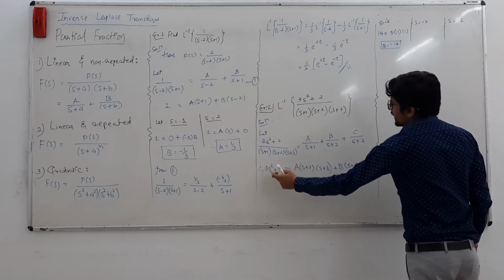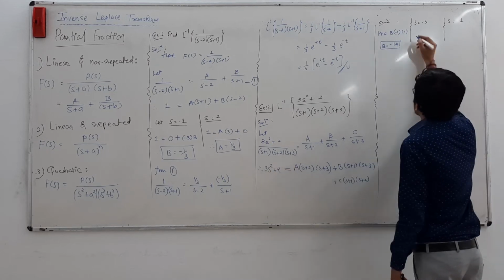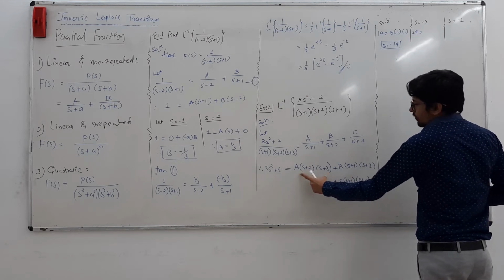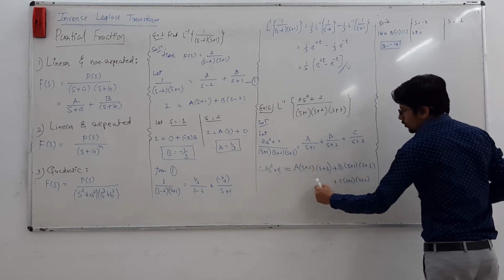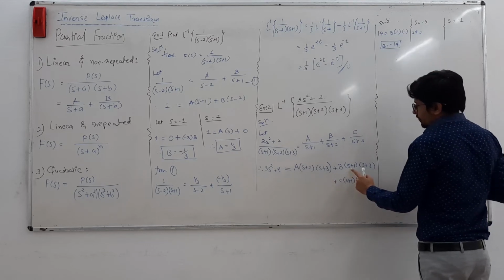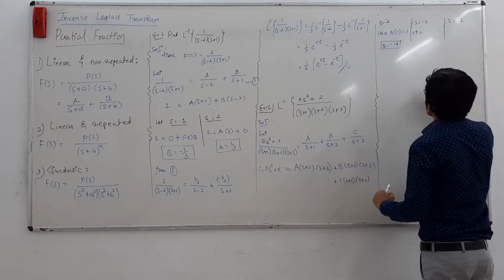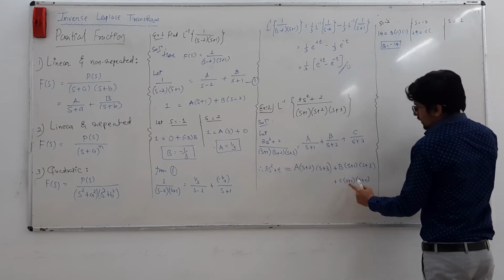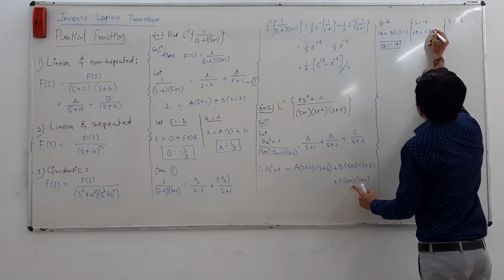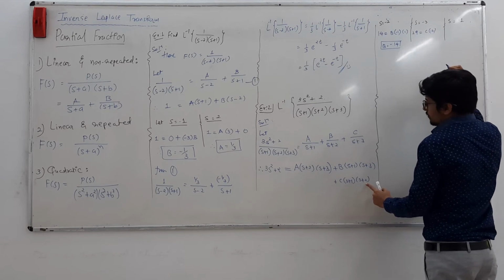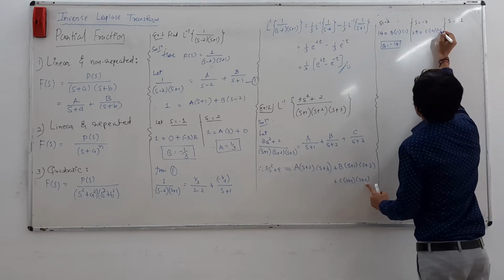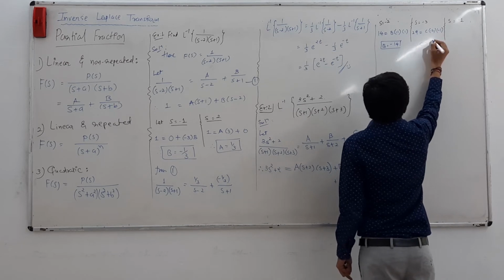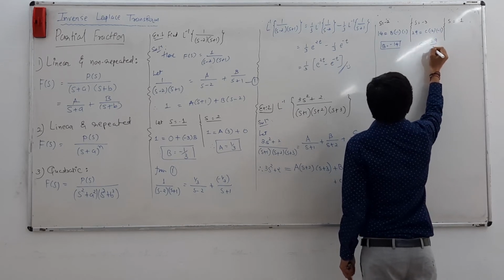Next, let us take s equal to minus 3. Minus 3 square, 9, 9 threes are 27, plus 2, 29, is equal to a into (minus 3 plus 2)... the first term is 0, plus b into (minus 3 plus 3), whole term is 0. So a first term 0, second term 0. Now c into (minus 3 plus 1), minus 2, (minus 3 plus 2), that is minus 1. That is c equal to, and this is positive, and finally I will have 29 by 2.